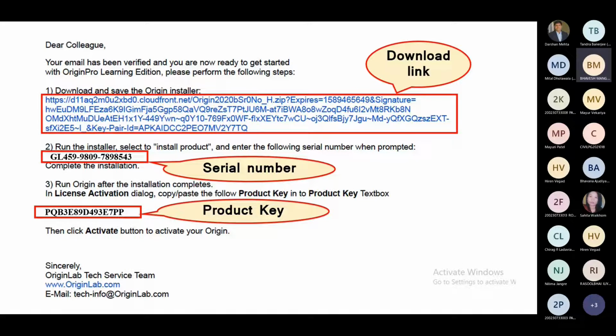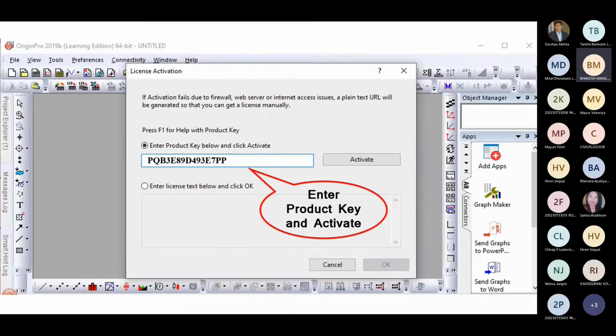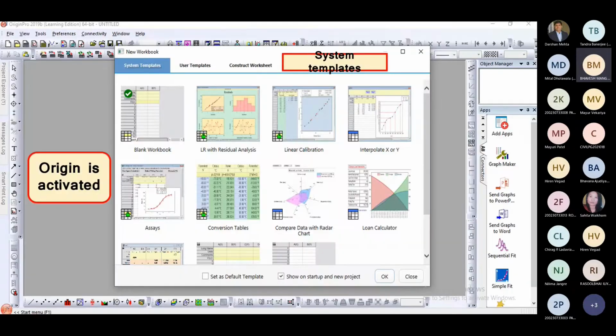So if you want to use it on another PC, you have to transfer that file. To install it, two more pieces of data, an important serial number and the product key for activation, are also there in this email ID. Using that, one can install the software. When you install the software and start Origin, it will ask for the product key. That is given in the mail.